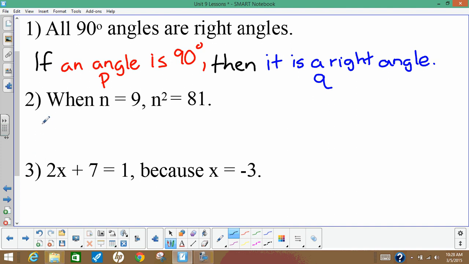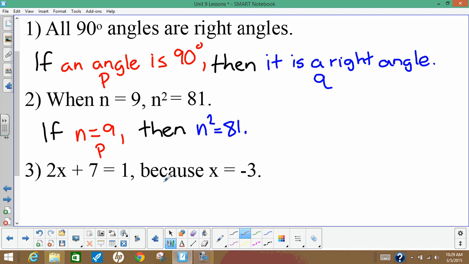We can do the same thing here. If. So our statement is when n equals 9, n squared equals 81. This one's really easy. All we have to do is pop the if and then in there. So if n equals 9, then n squared equals 81. So n equals 9 is our hypothesis, n squared equals 81 is our conclusion. So if we were to do symbols again, there's a P and a Q.